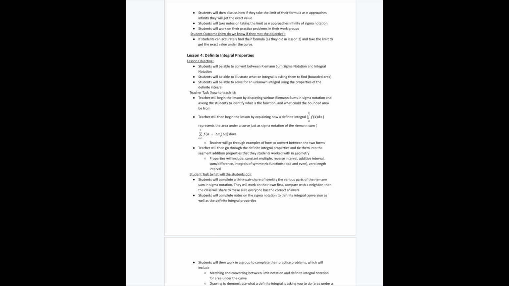Again, this lesson is very picture-based. They can draw pictures for everything, work with a partner, and see, oh, it makes sense why, if symmetry, how that comes into play and how that will affect our answers.